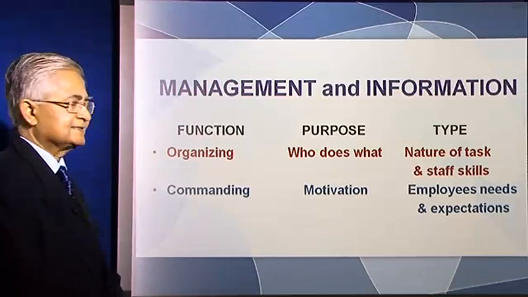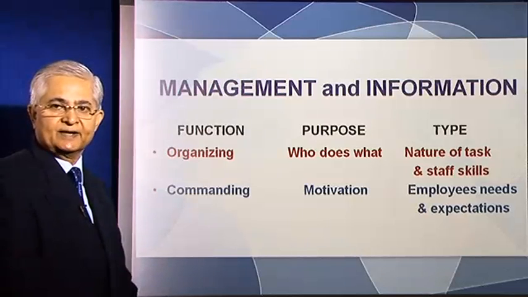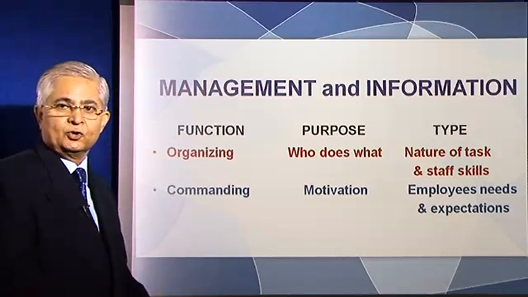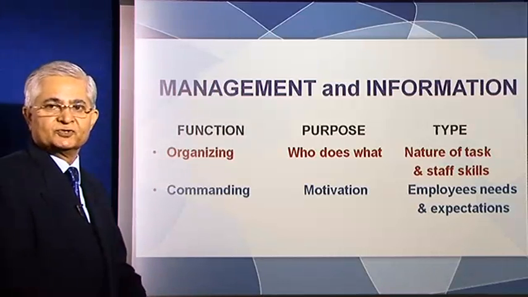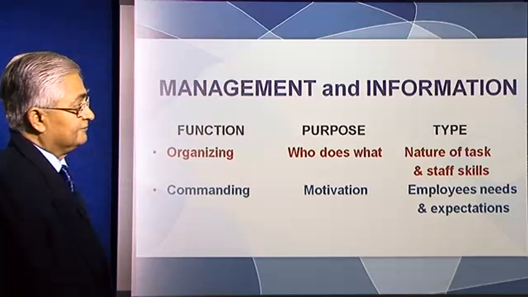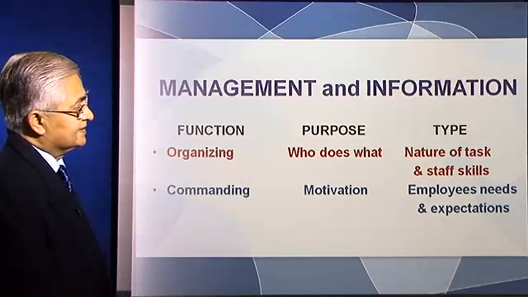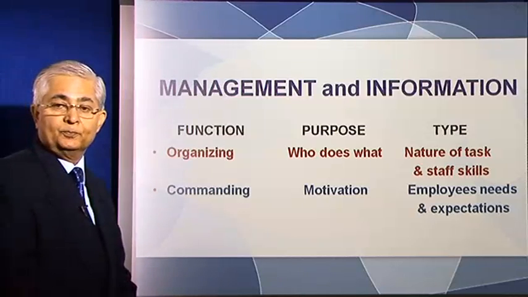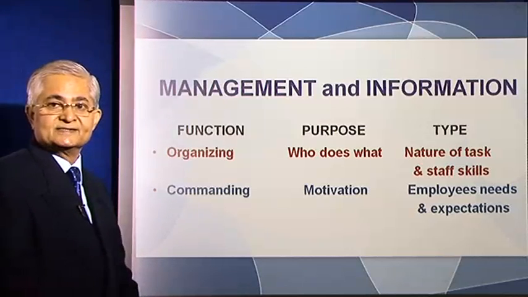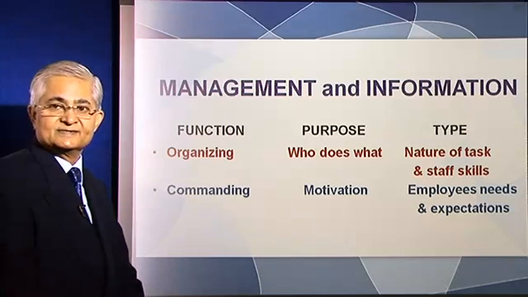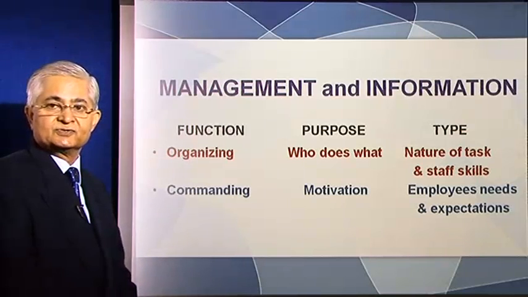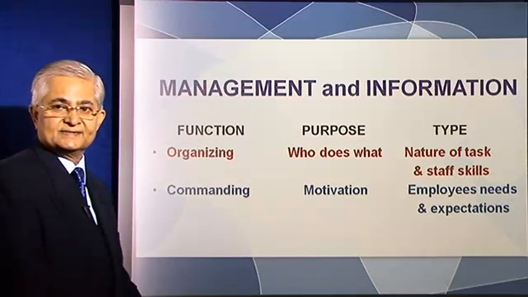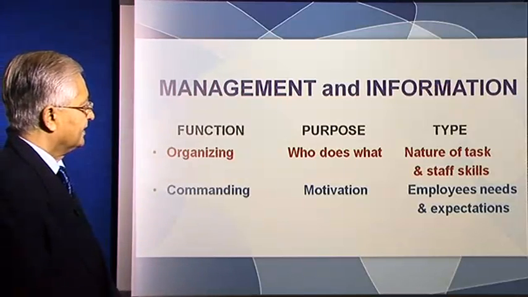And the last management function is commanding, right? Commanding, getting the job done. Here, the purpose is motivation, ensuring that people are sufficiently motivated to perform the job. And what is the kind of information required here? Very different from the earlier kinds of information. This is information regarding the needs and expectations of employees. After all, no person will do a task unless he is convinced it meets his need, unless he is convinced that it is helping him achieve his expectations in one way or the other, right? So, understanding the needs and expectations of employees is the information that management requires to perform the commanding function.